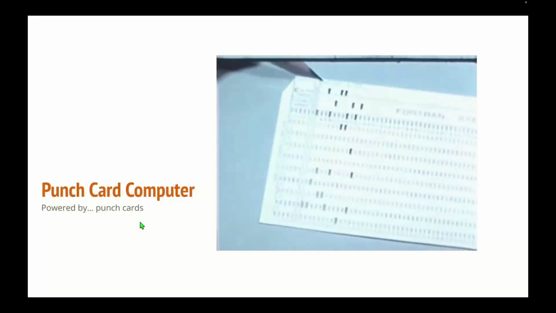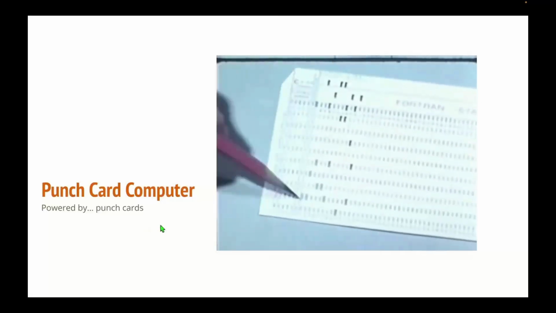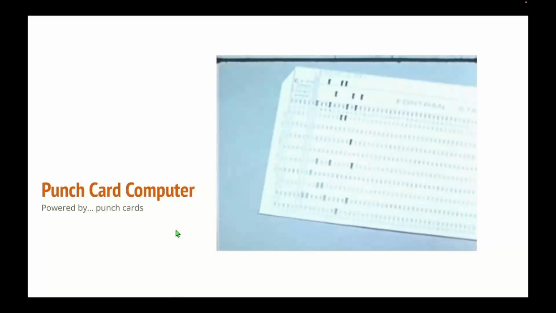The Y, for example, is represented by holes punched in 2 different rows.